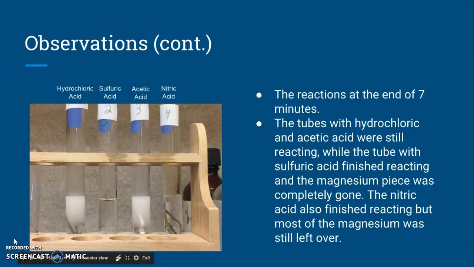After 7 minutes, when we stopped the reactions by pulling out the magnesium strips, we noticed that the hydrochloric acid and the acetic acid were still reacting in the test tube with the magnesium. However, the sulfuric acid had completely finished reacting and there was no magnesium left. The nitric acid also finished reacting, but most of the magnesium metal was still left over.